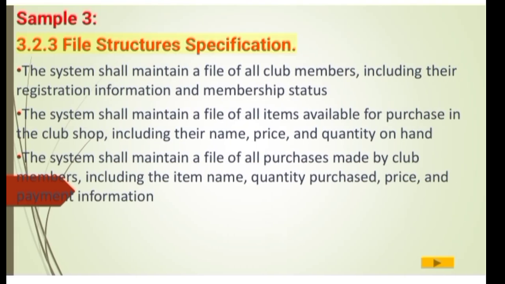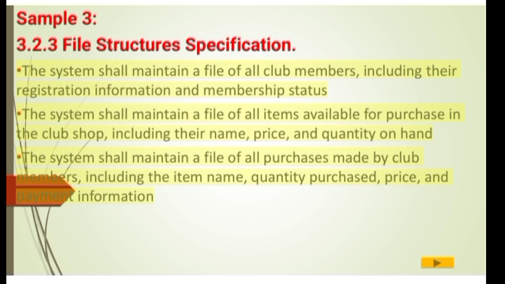Sample 3. 3.2.3 File Structure Specification. The system shall maintain a file of all club members, including their registration information and membership status. The system shall maintain a file of all items available for purchase in the club shop, including their name, price, and quantity on hand. The system shall maintain a file of all purchases made by club members, including the item name, quantity purchased, price, and payment information.